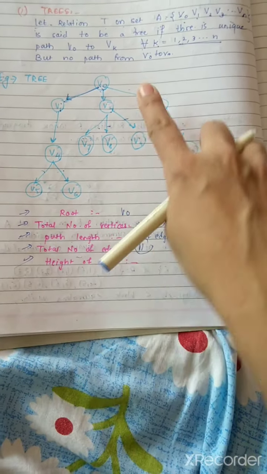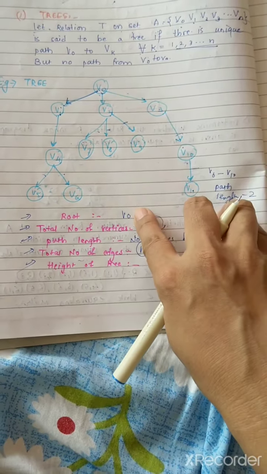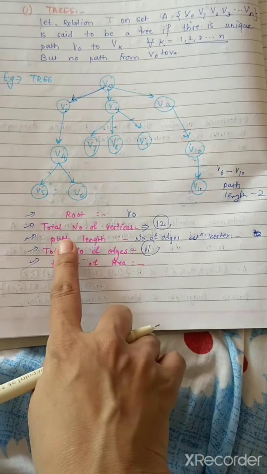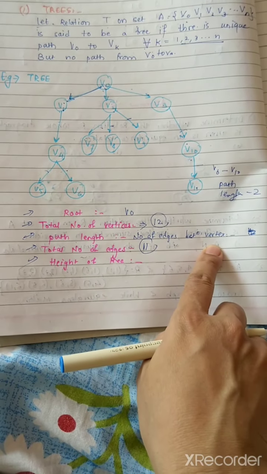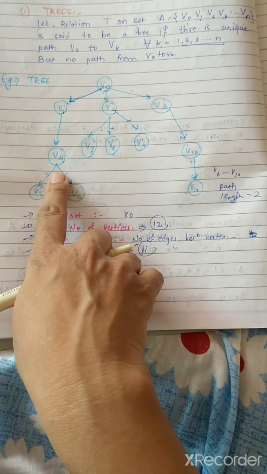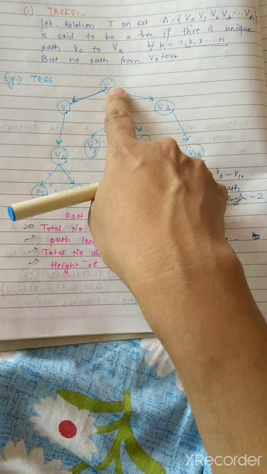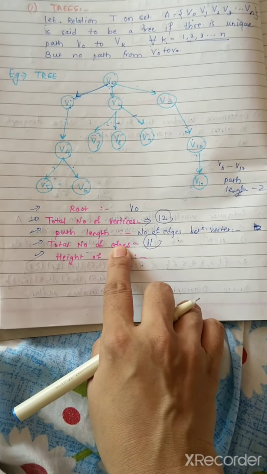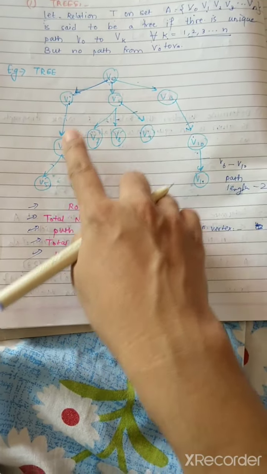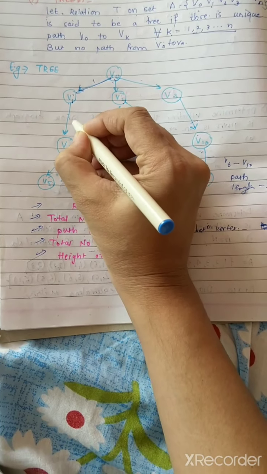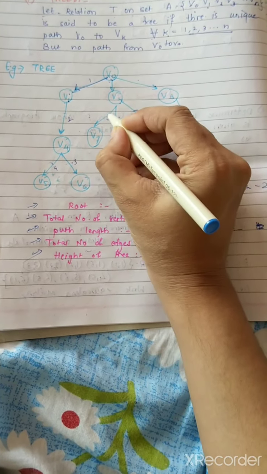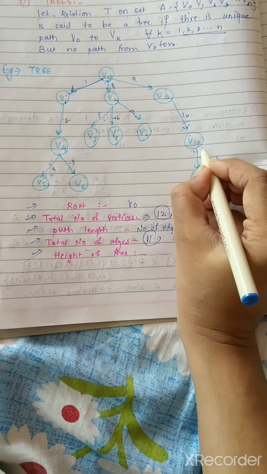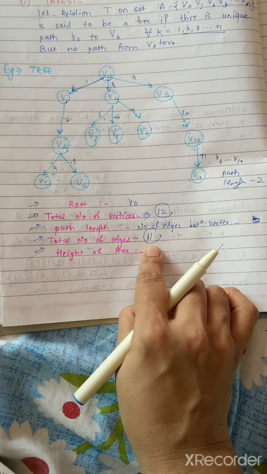Okay, so the root is the initial vertex, which is V0. Total number of vertices is V0 to V11, 12. Path length is the number of edges between vertices. So V0 to V4, how much is it? 1 2. Likewise V0 to V6, how much is it? 1 2 3. Now the number of edges, meaning how many complete edges are there? 1 2 3 4 5 6 7 8 9 10 and 11. So the number of edges is 11.